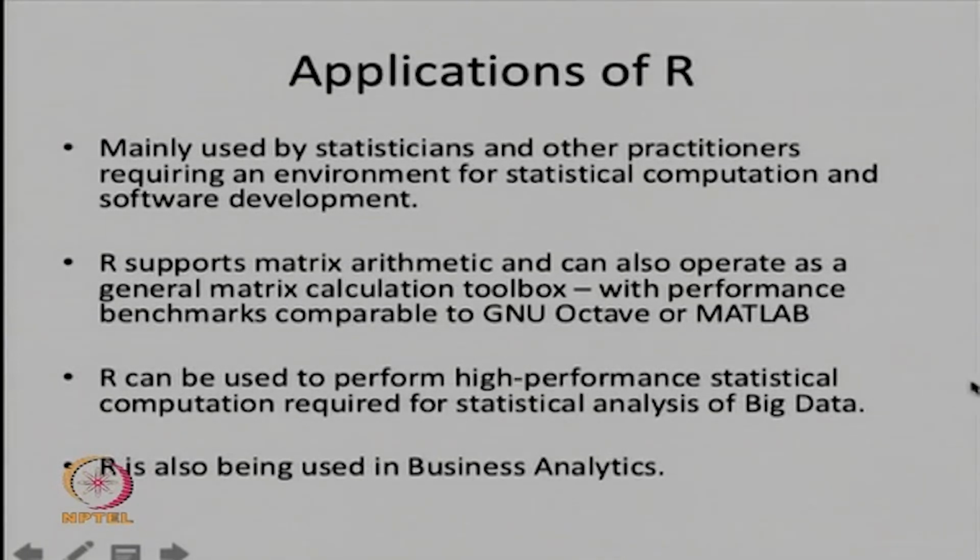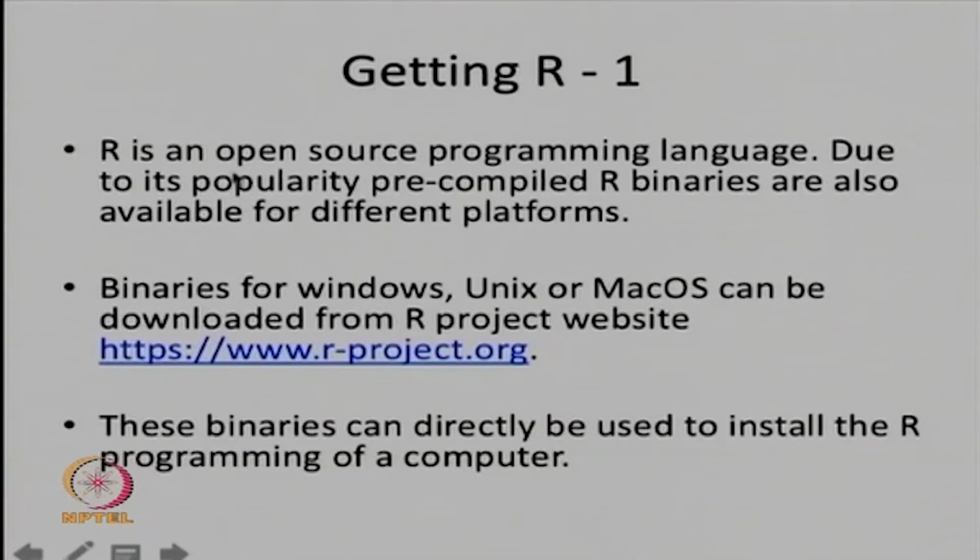And R can be used to perform high performance statistical computation, and it is also used by the business fraternity. So, it brings us to the first question: how do you get R? R is an open source programming language. You can download it from a website called rproject.org, and the best part is that it is available for all the different operating systems. You can download it for Windows, Linux, or Mac.